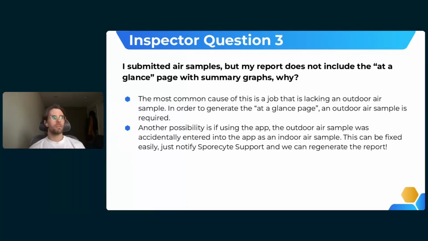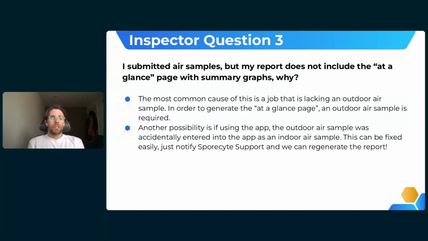Let's move on to our next prepared question here. I've submitted air samples, but the report does not include an at-a-glance page with summary graphs. Why? If you're on this call and you're familiar with our report, you know that the very first page after the cover page is the at-a-glance, or the summary page, with colored graphs that give you a brief interpretation of if there's an elevation of mold on any of those air samples.